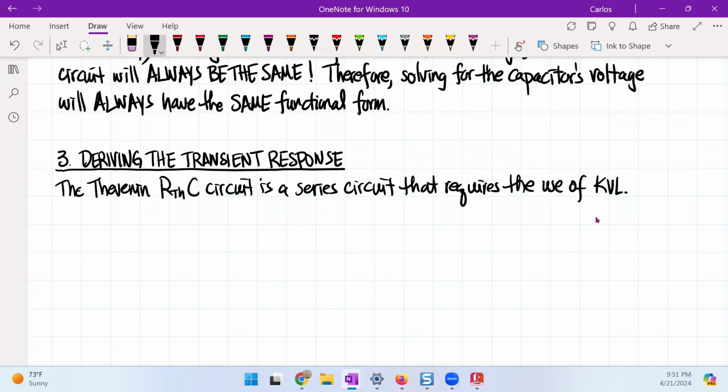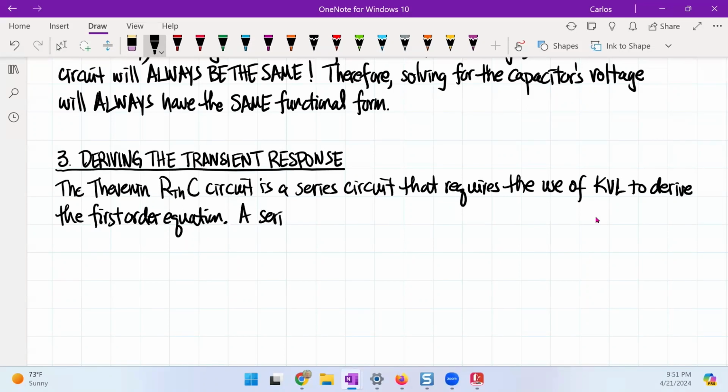So I should expand this. That requires the use of KVL to derive the first order equation. And I really should be saying the first order differential equation, but I'm just going to say the first order equation.